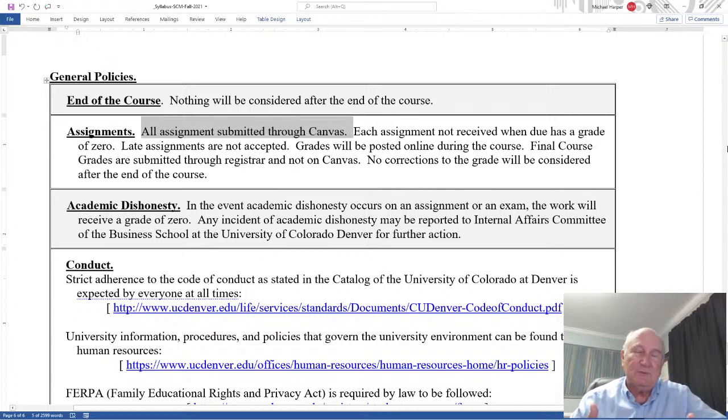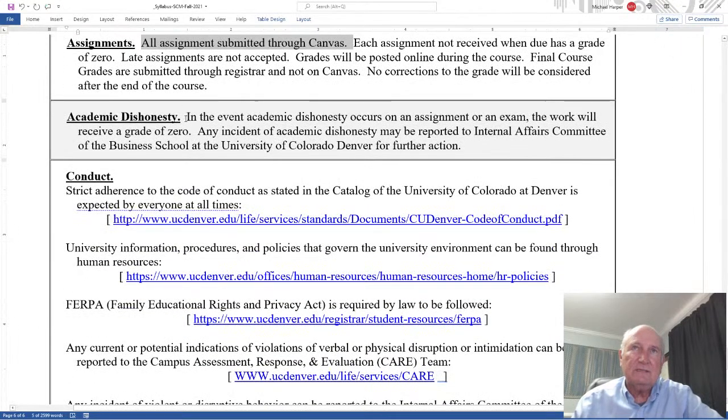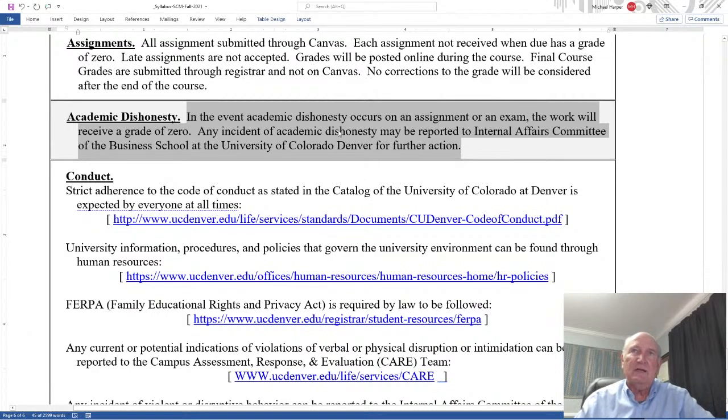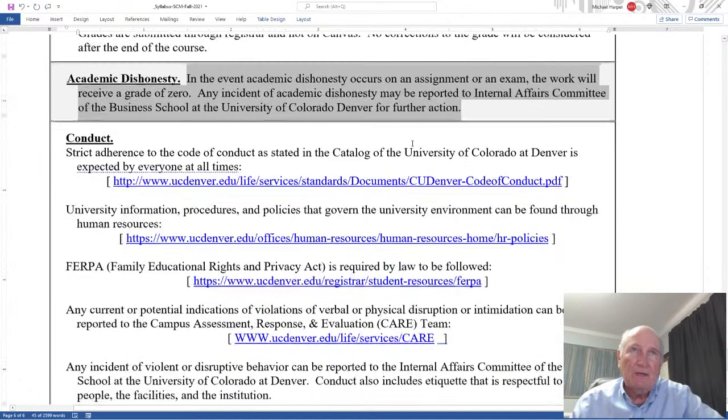Okay, the mode of submission, I can allow different modes of communication, different modes of submission. But the date and time, that's strict. So be careful. Again, academic dishonesty. In the event academic dishonesty occurs on an assignment or an exam, the work will receive a grade of 0. Any incident of academic dishonesty may be reported to the Internal Affairs Committee of the Business School at CU Denver for further action.